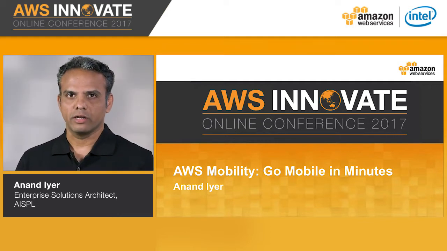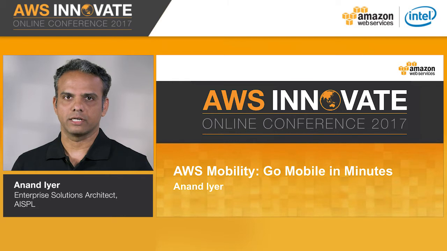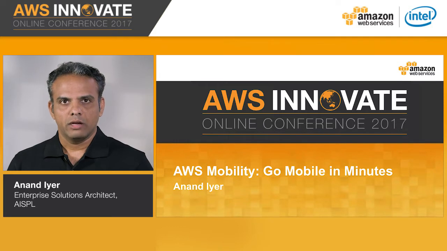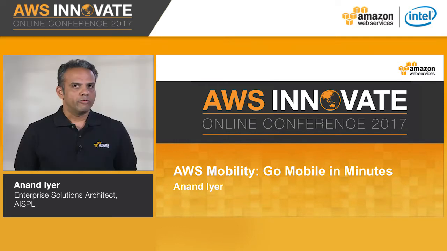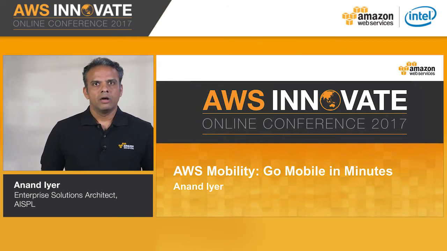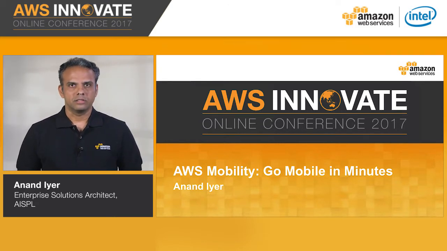My name is Anand Iyer and I'm an enterprise solutions architect at Amazon Internet Services Private Limited, and I'm based out of Mumbai, India. In my prior roles as an application developer, software engineer, and technical architect, I have had the opportunity to work with customers across multiple industries, such as banking, financial services, retail, and manufacturing, to name a few. In this session, I will talk about developing and deploying highly engaging mobile apps using AWS Mobile Services.